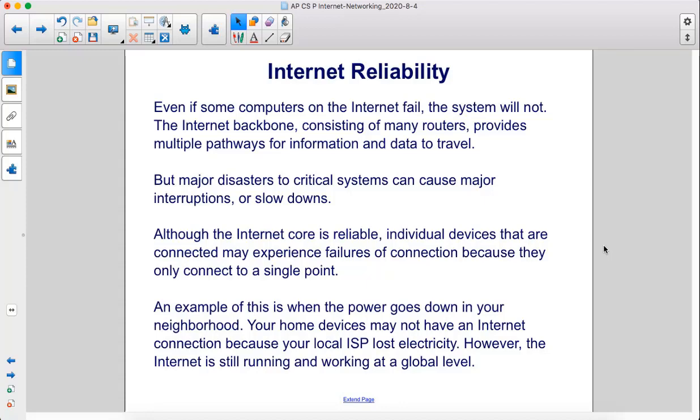Although the internet core is reliable, individual devices that are connected may experience failures of connection because they only connect to a single point. An example of this is when the power goes down in your neighborhood. Your home devices may not have an internet connection because your local ISP lost electricity. However, the internet is still running and working at a global level.